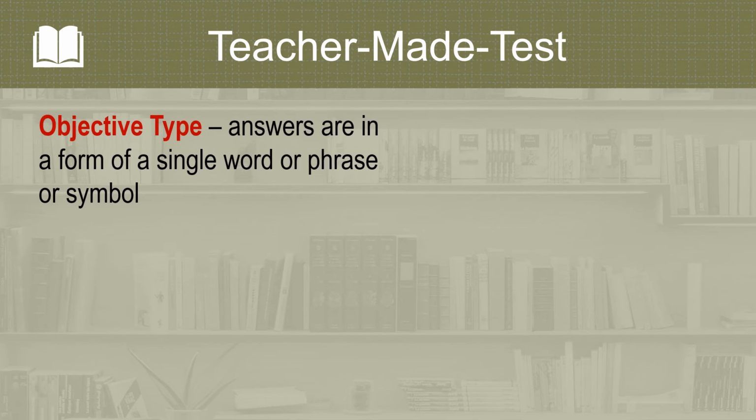On the other hand, when we talk about teacher-made test, we have objective type. When we say objective type, take note of this. Answers are in one form or in single form. It could be a word, a phrase, or a symbol. Very important to determine the key term: single or best answer. Again, don't forget we have single or best answer for objective type of test. Now, later on, you will realize why this test is under objective type.